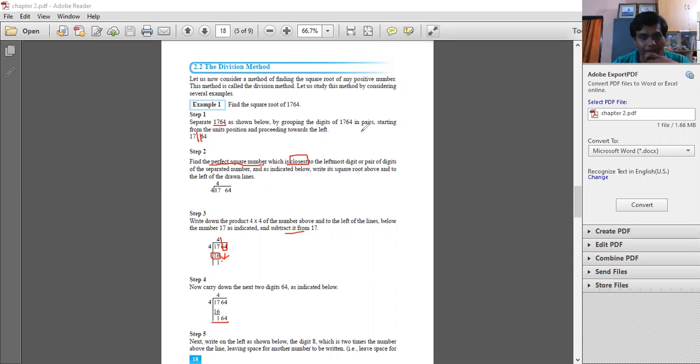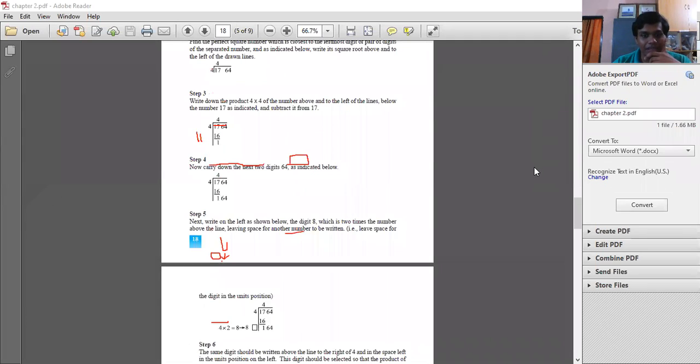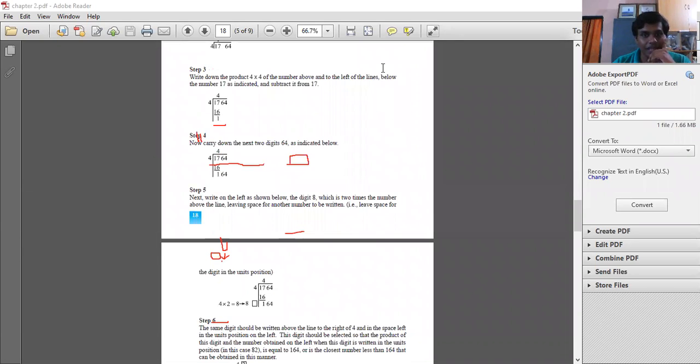What do we do after that? 164 simply as that. Now next write on the left as shown below the digit 8, which is 2 times the number above the line, leaving space for another number to be written.